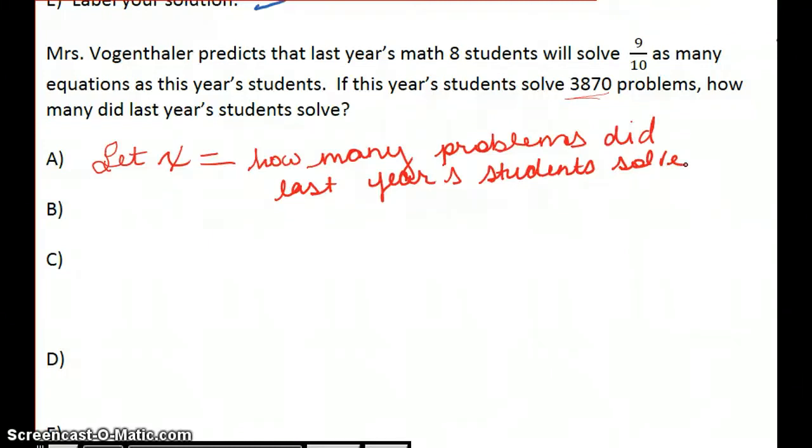Okay, well, we know we have an x. So Ms. Vogenthaler predicts that last year's math students will solve 9/10 as many equations as this year's. Oh, so that must be our x. So we have 9/10 of x. If we have 9/10 of x, what will that equal? 3,870.